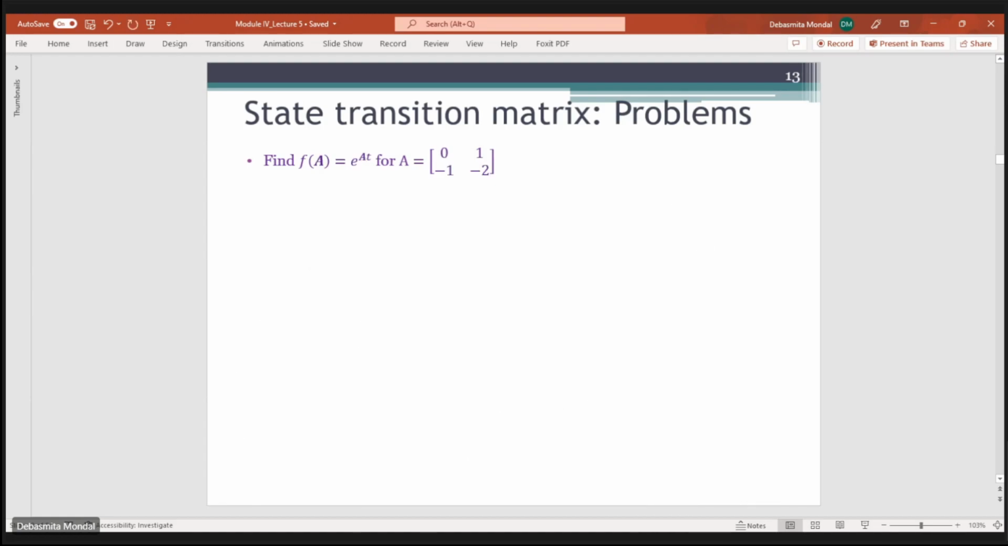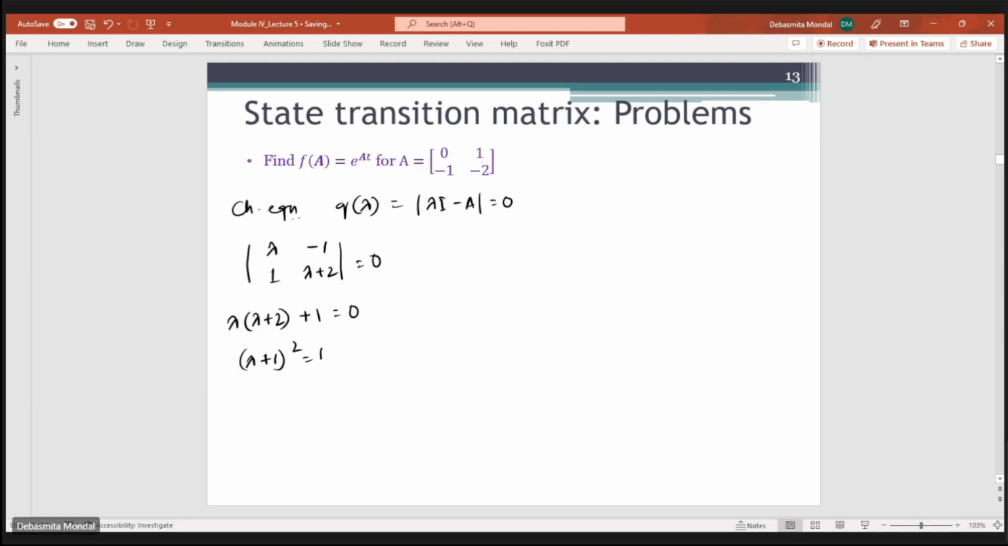Similarly, let's take another example. Let's say in this case F(A) is given by e to the power At. In this case also, the first thing is that you will write the characteristic equation. So the characteristic equation is q of lambda equal to determinant of lambda I minus A equal to 0, right? So you can write that this will be lambda minus 1, lambda plus 2 is equal to 0. From here you can write lambda multiplied by lambda plus 2 plus 1 is equal to 0, and if you solve, you will see this is lambda plus 1 whole square.